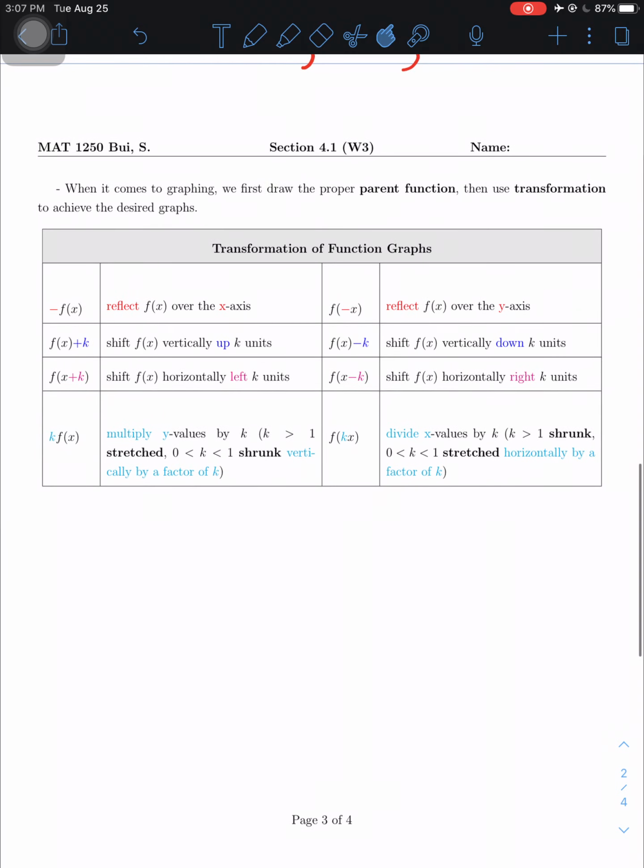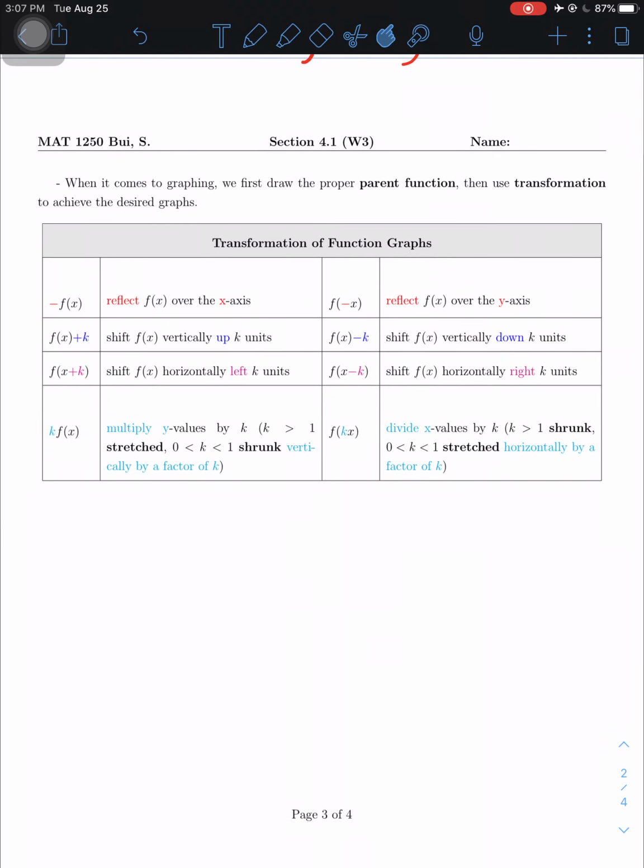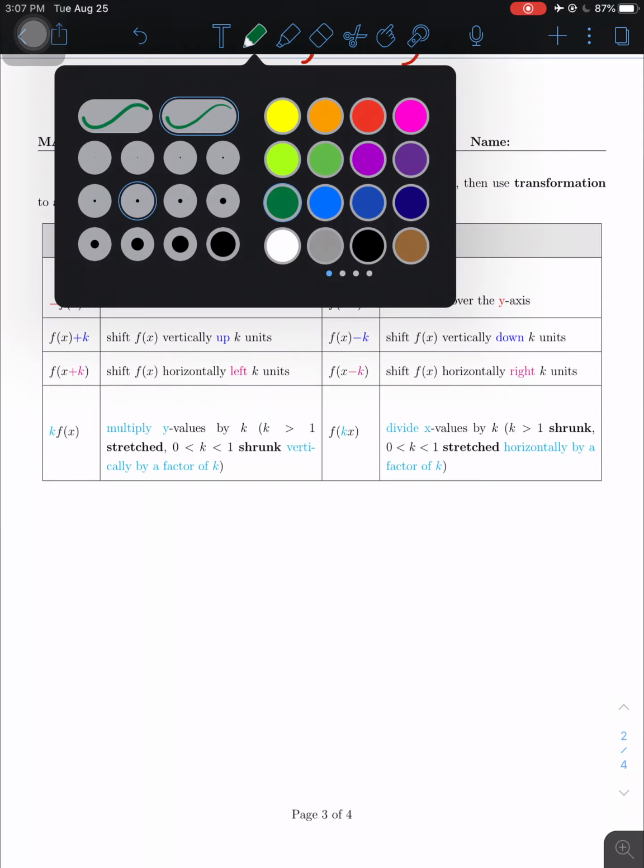Okay, this one is not one of the objectives of the day, but I just give it to you because this is something some of you guys may have learned in the past. This is transformation of function graphs. It tells you how you go from the parent functions in order to get the new function, whatever function that the problem gives you. And this table is really useful. I'm gonna tell you how to use this one while we're doing the next example.